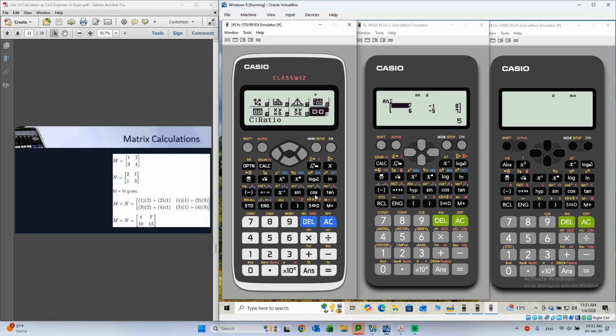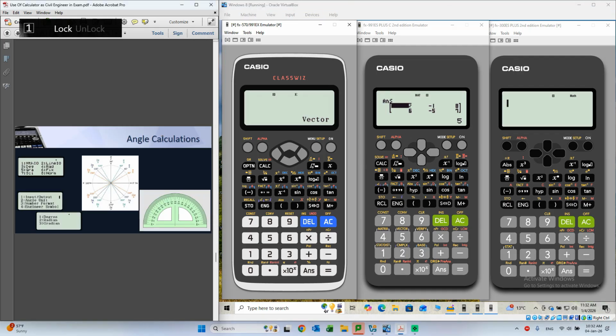This is because the matrix is not available here, so you need to get it from the mode we have here. Somewhere within here it's supposed to be available. Not sure. Calculate, complex, base n, matrix, vector. That's the defining vector, we have it. Okay, anyhow, let's continue with the other part of the calculator, which is the angle calculation.